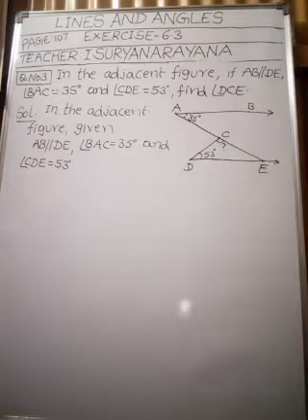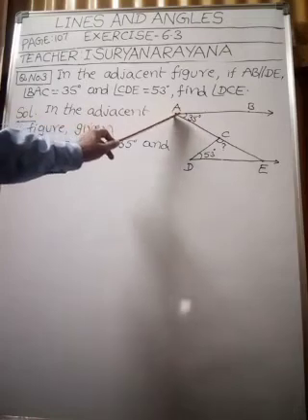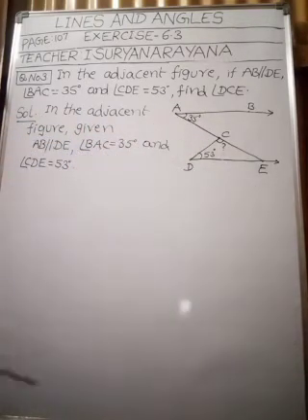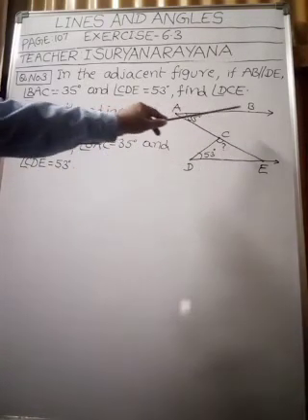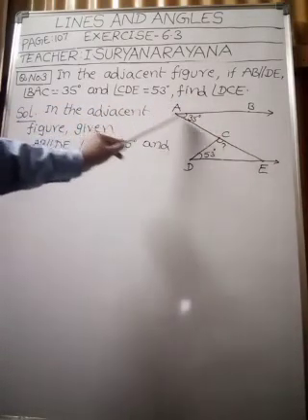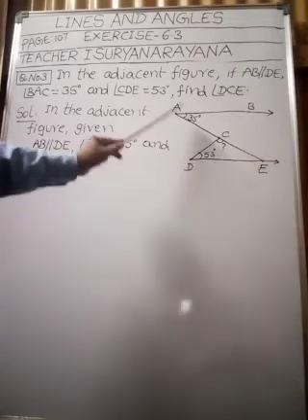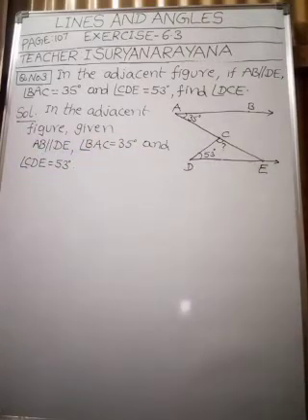Now come to this point. AB is parallel to DE. If you take this AE as a transversal, then we can say that angle BAC or angle BAE is equal to angle AED. Why are the two angles equal? They are alternate interior angles. Okay, my children? Right.